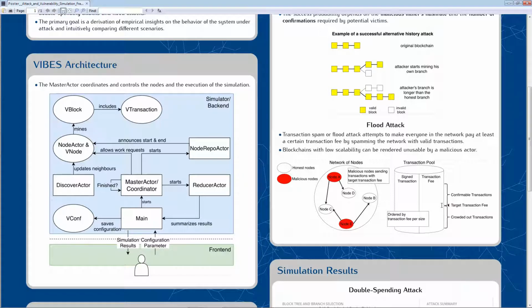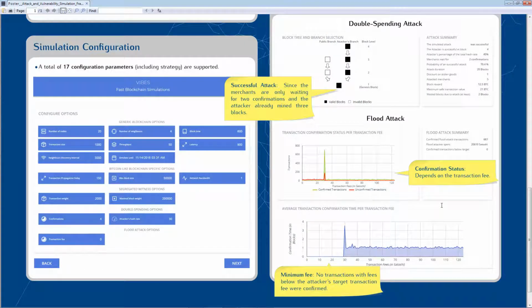Let's take a look at the simulation configuration parameters. There are 17 of them. You can only see 16. The 17th is the strategy, which means you can either choose between a generic or a Bitcoin blockchain simulation. For now, only one double spending attack or one float attack can be simulated within one simulation.